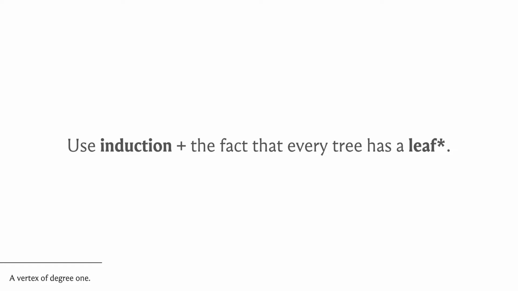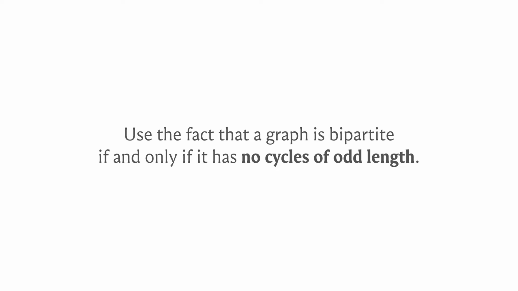It's typically going to be easy to sneak a leaf back in as you perform the induction step. So that is the first hint. The second one is to essentially use this famous characterization of bipartite graphs. So it's well known that a graph is bipartite if and only if it doesn't have any odd cycles, which are cycles with an odd number of vertices in them.